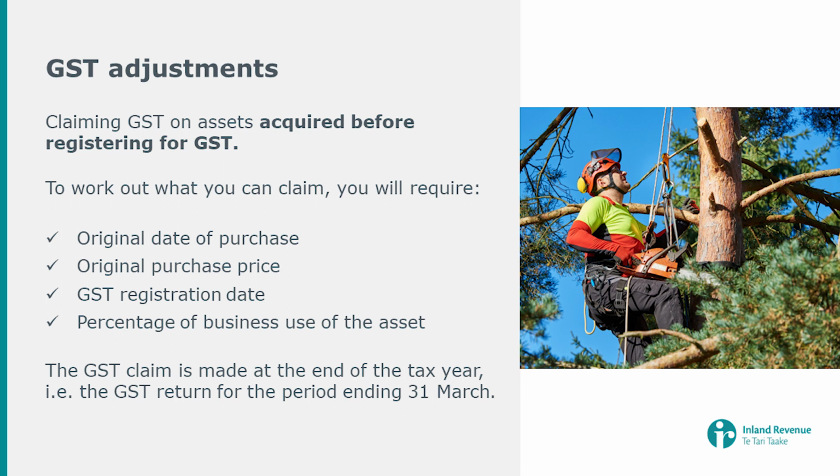To calculate your GST claim, you'll need the following details: the original date you purchased the asset, the original price you paid, the date you registered for GST, and the percentage of business use of the asset, which could be 100%. The GST claim for these assets is made at the end of the tax year, not when you register for GST. For most businesses, that means the GST adjustment is included in your GST return for the period ending 31 March.